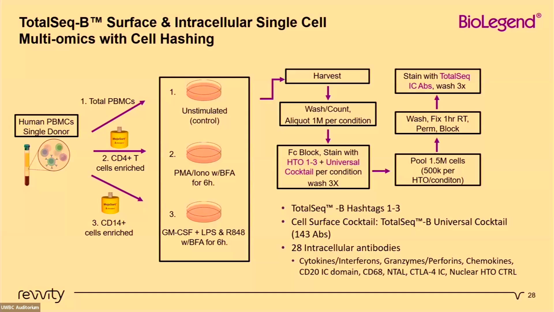So we had our cell surface cocktail, TotalSeq-B universal cocktail with 143 antibodies, and 28 intracellular antibodies from our catalog, which was all the ones that we had at the time. They include cytokines, interferons, granzymes, perforins, chemokines, intracellular CD20, CD68, intracellular CTLA4. So there's a variety in there to see some different things.